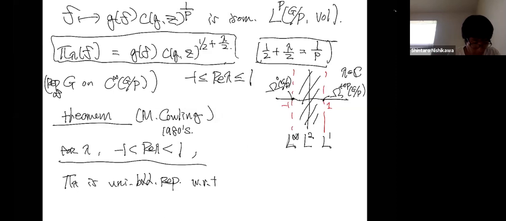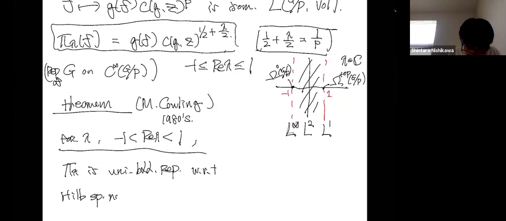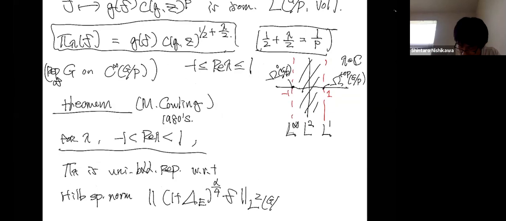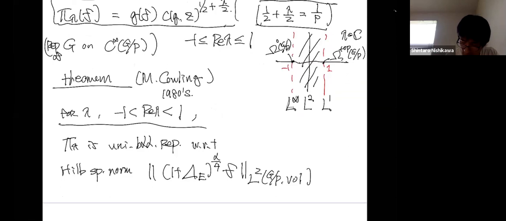With respect to Hilbert space norm, one plus Laplacian E to the alpha over two F, and use some fixed K-invariant volume form here again. So this is some norm. And here we got some Laplacian. Here Laplacian E is the sub-Laplacian, K-invariant sub-Laplacian, associated to E.